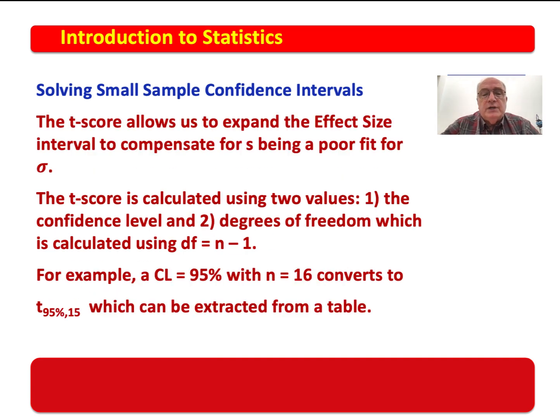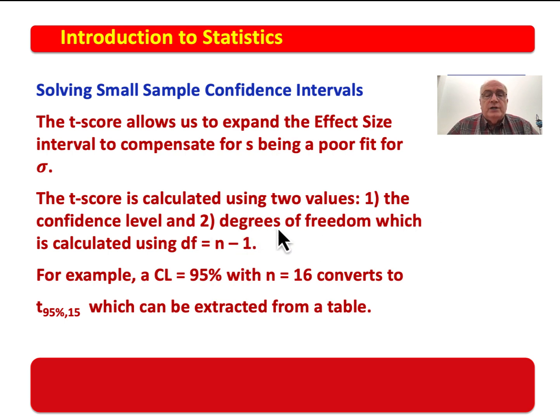What the t-score does is allow us to expand the effect size to compensate for the fact that S may not be a very good predictor of sigma. The t-score allows us to expand the effect size interval to compensate for S being a poor fit for sigma. The t-score is calculated using two values. The first of these is the confidence level. Just like in z-score, we have a confidence level, say, of 95%. With a t-score, we also have a confidence level of 95%.